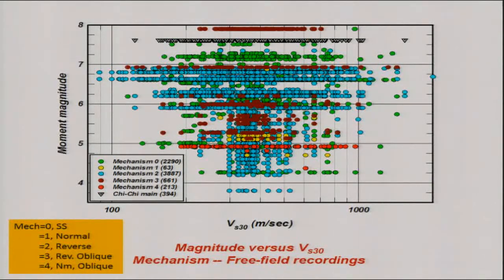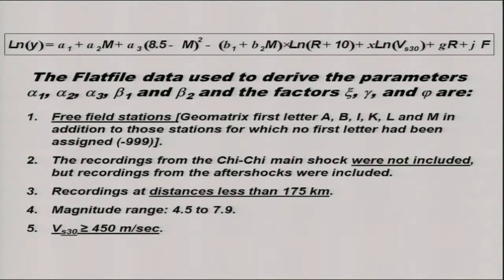Then he's also showing the classification based on style of faulting: strike-slip, normal, reverse, oblique, normal-oblique, based on these colors, which again shows there are lots of green and blue here, which is basically reverse, that I think Norm also showed. This is the equation.